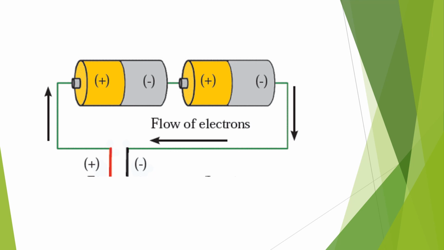You must have quite often seen more than one cell used in an electrical circuit. The reason for that is it increases the potential difference, and because it's increasing the potential difference, the current flowing through the circuit also increases.